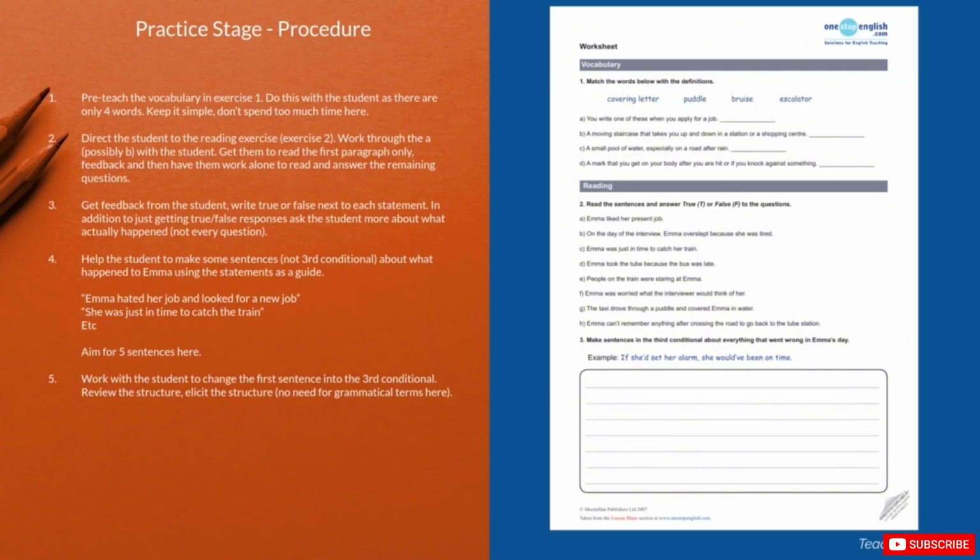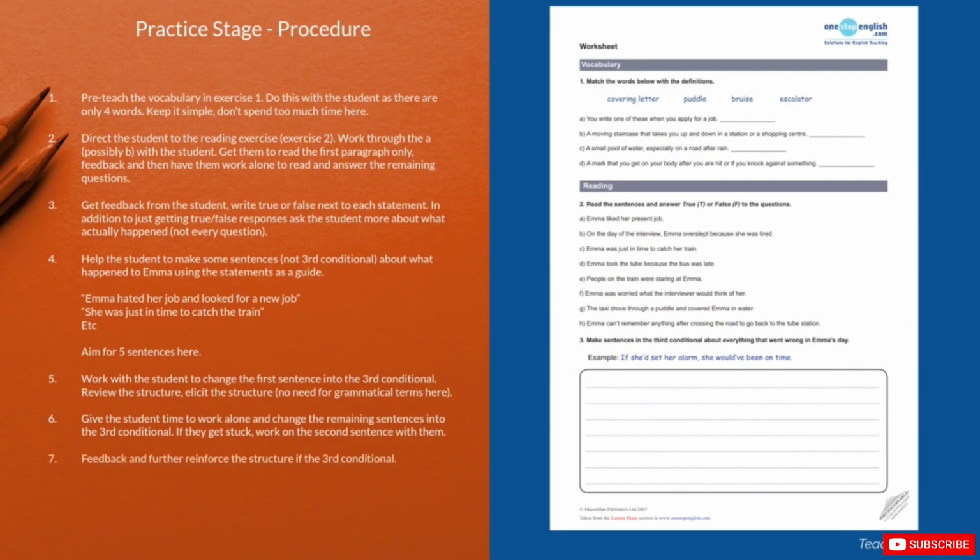You could do one example with them. If you think they're okay, then we're going to get the student and give them time to work alone, change the remaining sentences into the third conditional. If they're struggling, we could work on the first 2 sentences with them. Set them to work, give them time, and as always, when they're ready, we get the feedback.